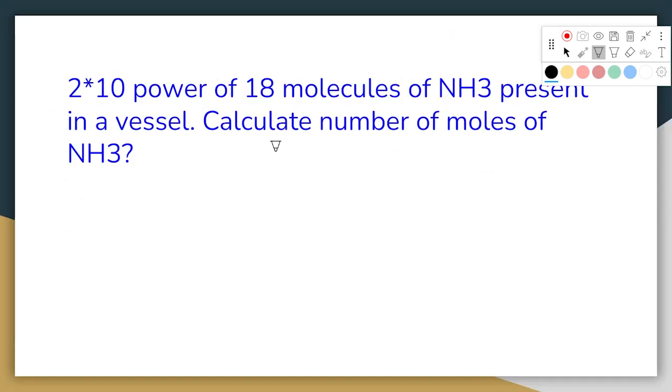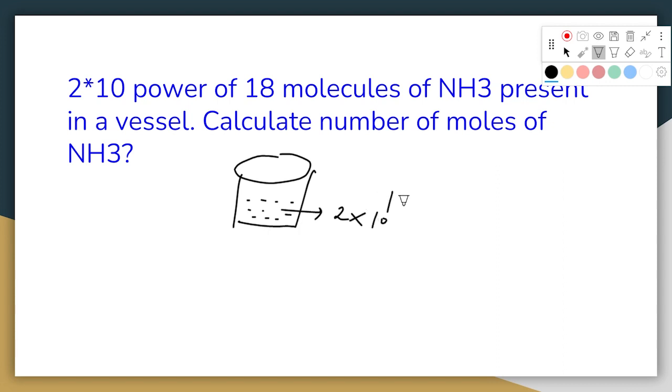Already you have one container here, or one vessel here. In this vessel, in total you have 2 into 10 to the power of 18 ammonia molecules. So what is the number of moles? Simple. Number of moles equals number of molecules by Avogadro number.